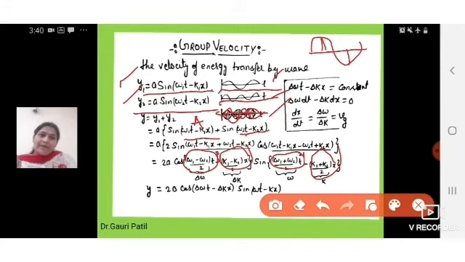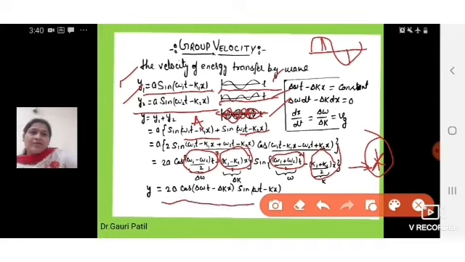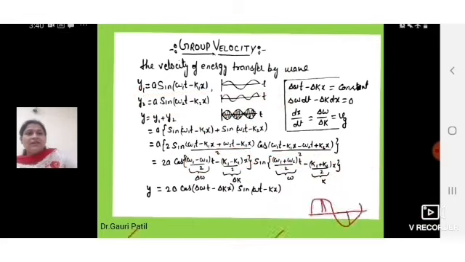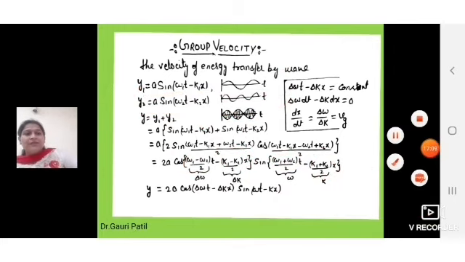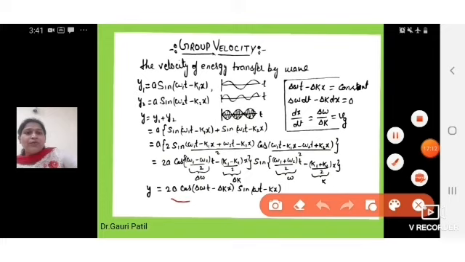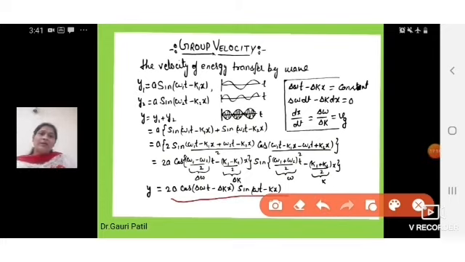By putting all these in this equation, we finally get 2a cos of delta omega t minus delta kx into sine of omega t minus kx. So dear students, I will once again repeat: finally, when you put the values of delta omega, delta k, omega and k in this equation, you get this step.